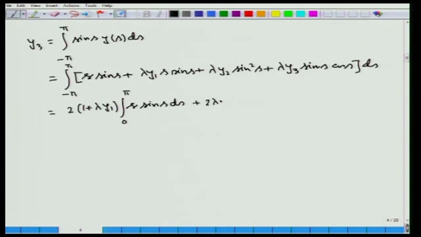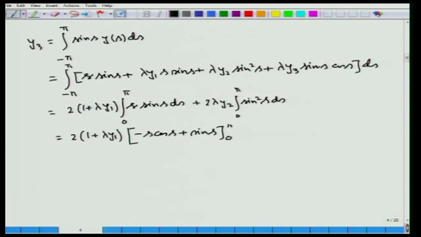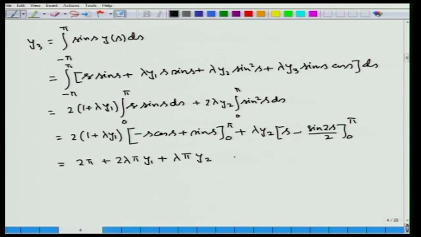lambda y 2 integral 0 to pi sin square s d s, and last integral is again equal to 0 because sin s cosine s is an odd function. And after evaluating this integral, we can find 2 into 1 plus lambda y 1, then limit minus s cosine s plus sin s 0 to pi plus lambda y 2 s minus sin 2 s divided by 2 limit 0 to pi, and this will result in 2 pi plus 2 lambda pi y 1 plus lambda pi y 2, this is the result.